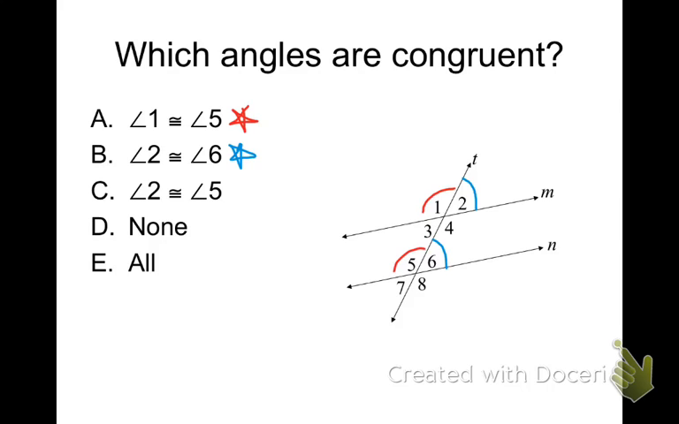C is looking at angle 2 and angle 5. Well, there's really no relationship between angles 2 and 5. 2 is an exterior angle, 5 is an interior angle. They're on opposite sides, so we're pretty sure angles 2 and 5 won't be congruent.